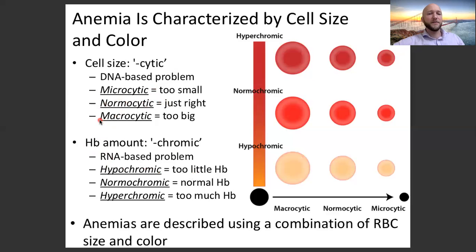The sample has macrocytic hyperchromic red blood cells. So microcytic, too small; normochromic, just right; macrocytic, too big; hypochromic, too little hemoglobin. Hemoglobin helps impart the color on the red blood cells. So hypochromic, not enough color, which translates to too little hemoglobin, normochromic and hyperchromic. They'll use one word to describe the size of the cell and one word to describe the amount of hemoglobin or the color of the red blood cells in that sample.